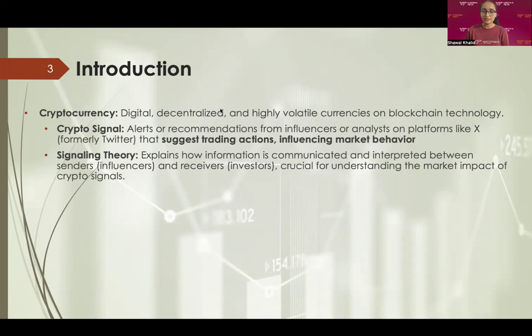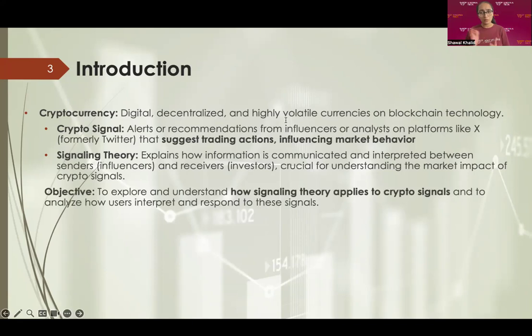Next, we have signaling theory. So to make sense of how these signals work, we turn to signaling theory, which explains how information is communicated and interpreted between senders, in our case, crypto influencers, and receivers, in our case, crypto investors or users. So signaling theory is kind of important to understand the market impact of these crypto signals.